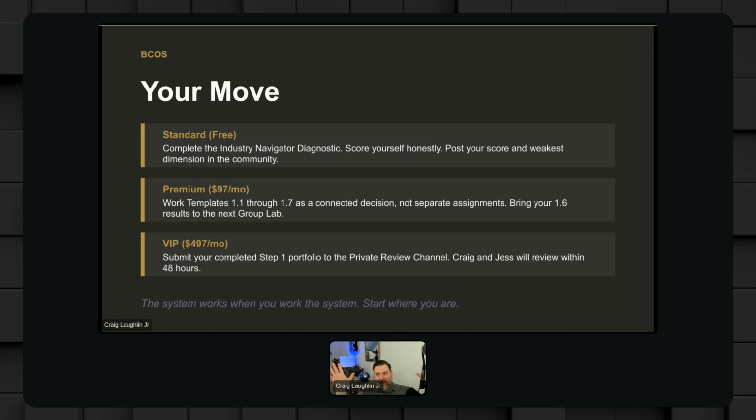So here's your move. I mentioned earlier we have 3 different levels here inside the community. And I'm going to give you something specific regardless of where you are, because I don't believe in workshops that end with "good luck figuring it out."